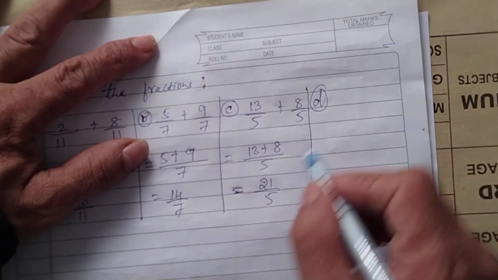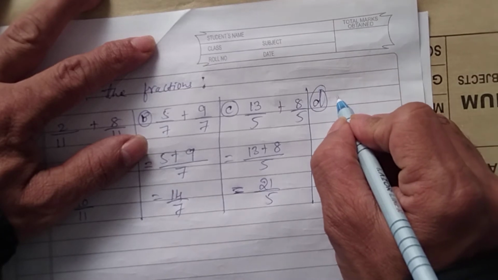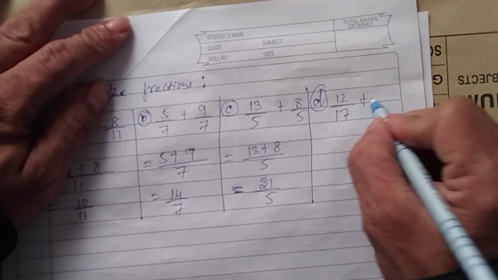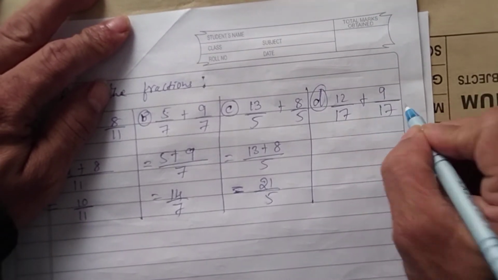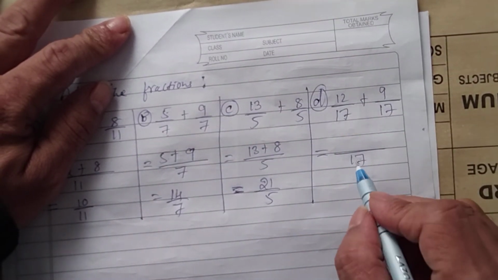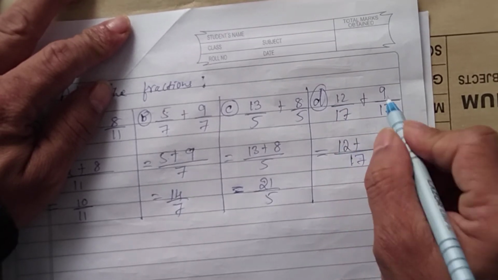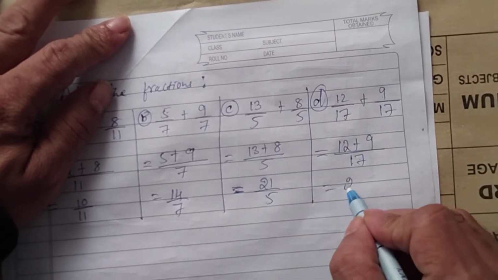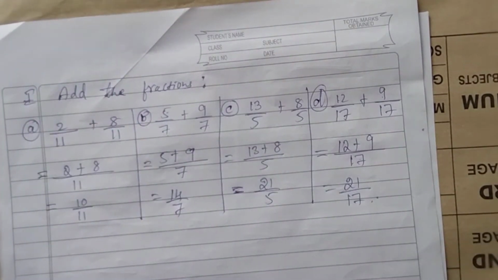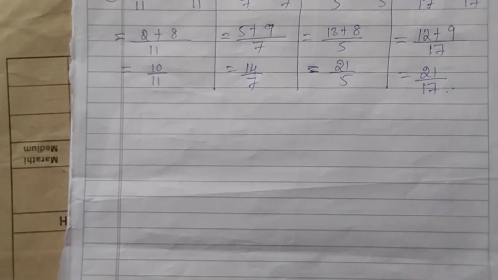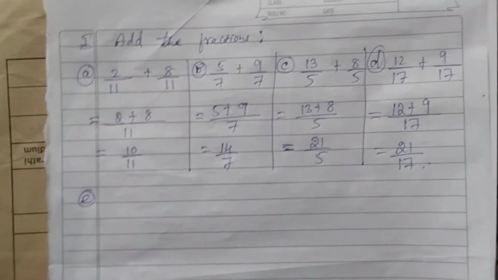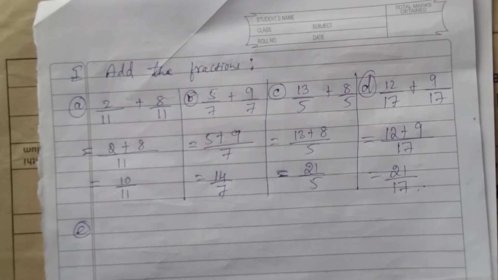Now I can write the fourth also, C. 12 by 17 plus 9 by 17. You see here, 17 should be as it is, the denominator should be the same, you take it once, and the numerator value 12 plus 9. If you add this, it becomes 21 by 17. This is the value of that. So we solved four sums. Still I will explain a few questions. This is E. You have to copy in the classwork also. You can see and write also.